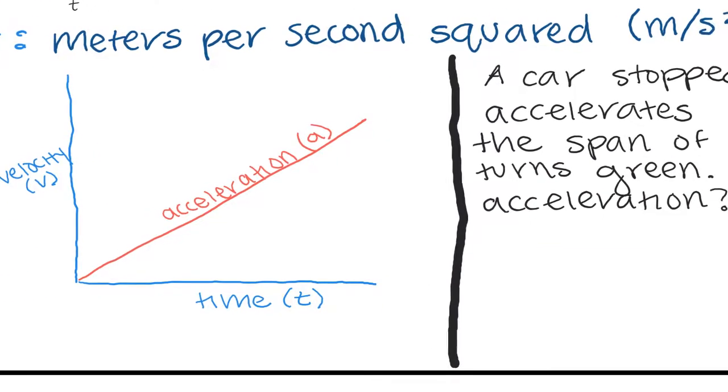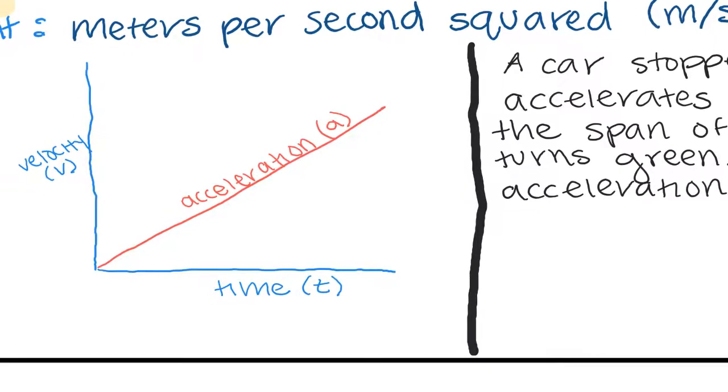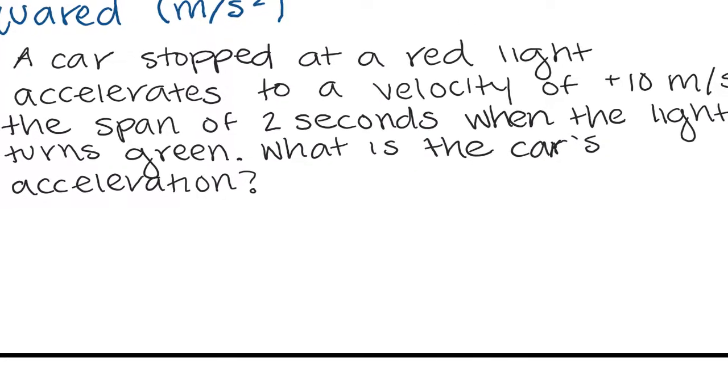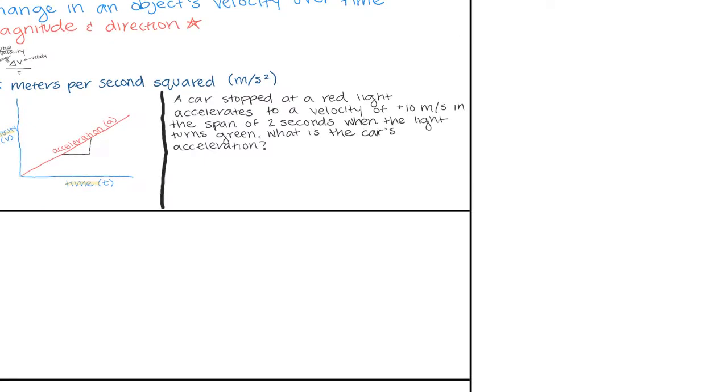However, on a velocity versus time graph, we do have a nice straight line. So the slope of a line on a velocity versus time graph. So notice now we have velocity on our y-axis and time on our x-axis. Our slope is in fact the acceleration of that object. So let's do a very quick example of how we might calculate an object's acceleration.